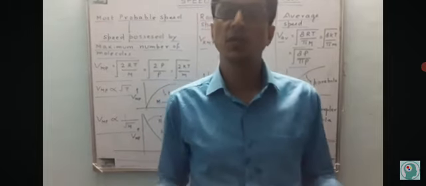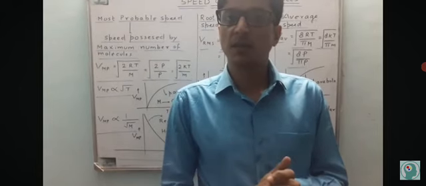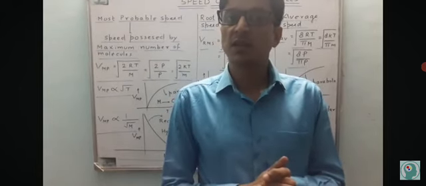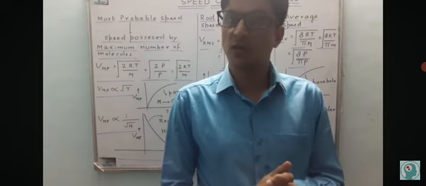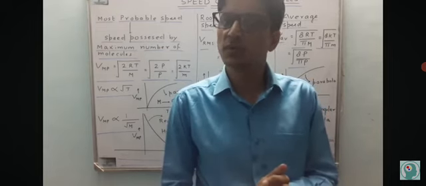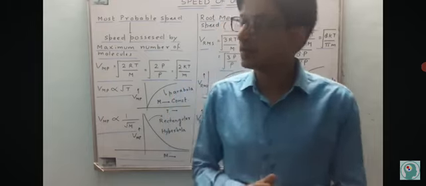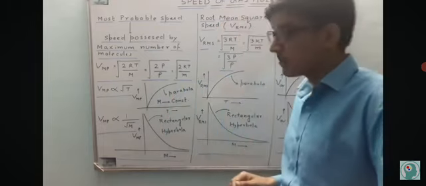Today we shall discuss the speeds of gas molecules. Suppose a gas is present in a container, then Maxwell categorized different types of speeds for the molecules. He categorized the speeds as root mean square speed, average speed, and most probable speed. So let's begin with the most probable speed.